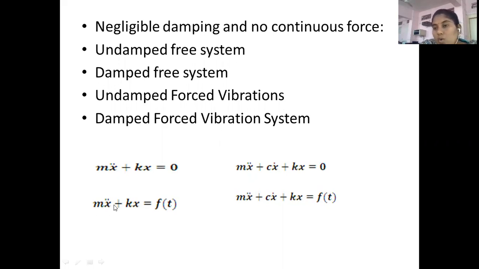Where cx dot, that is your damping coefficient, that damping coefficient will become 0 because of the undamped forced vibration system. And f of t is the forced vibration. So this parameter will become here as mx double dot plus kx equal to f of t.